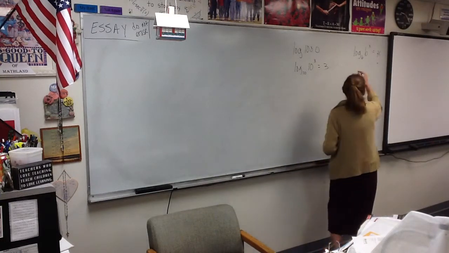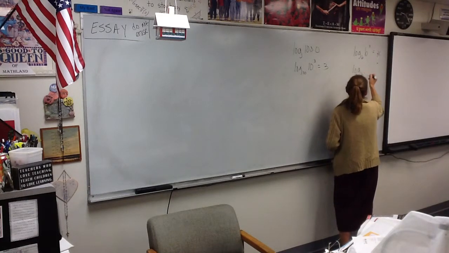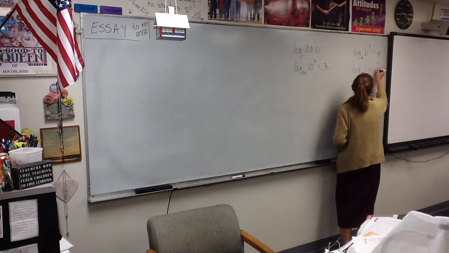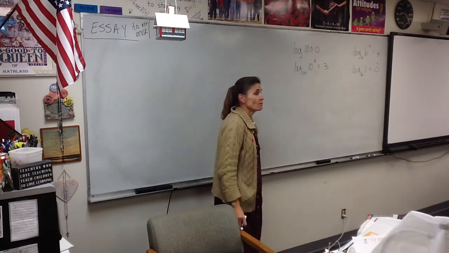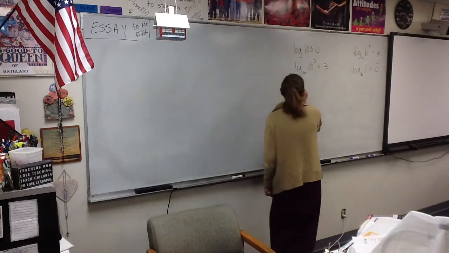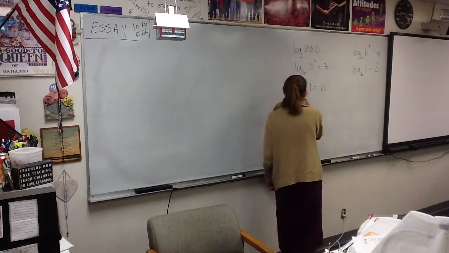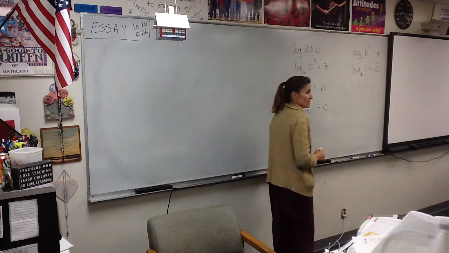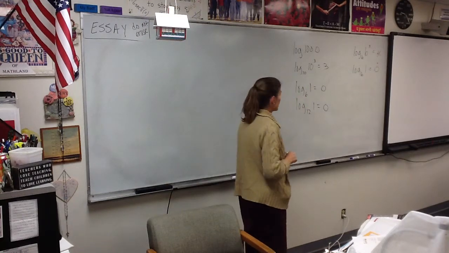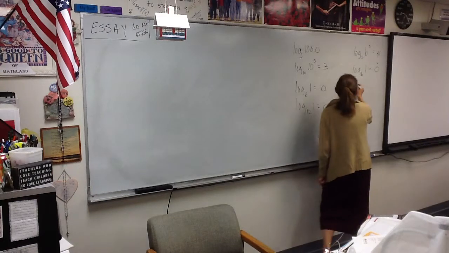All right, I think we had a couple more, didn't we? Or at least one more. The log of 1 is always 0 regardless of base. So if you had the log base 6 of 1, the answer would be 0. If you had the log base 12 of 1, the answer would be 0. The log of 1 is always 0. And then did we have another one? We had b to log b to the x.